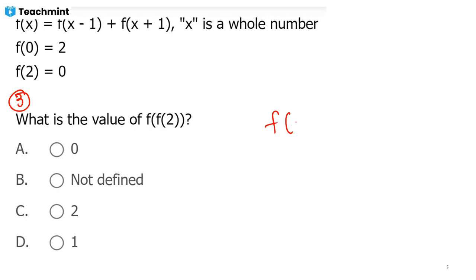We know f of 2 is 0 already. F of 0 is 2. No need to go for the f of x function also, right? I'm not entering into the f of x function here itself. F of 2 is 0.